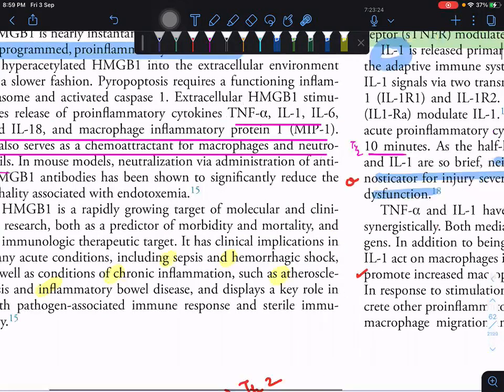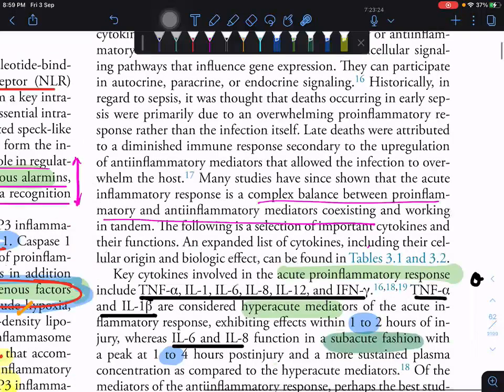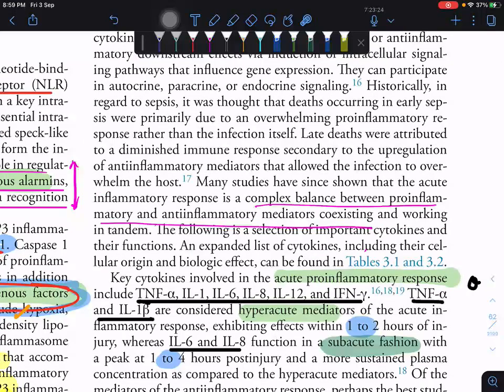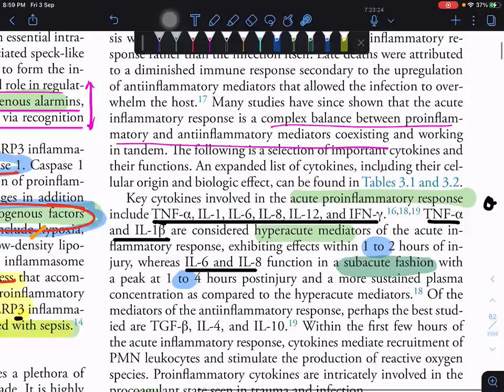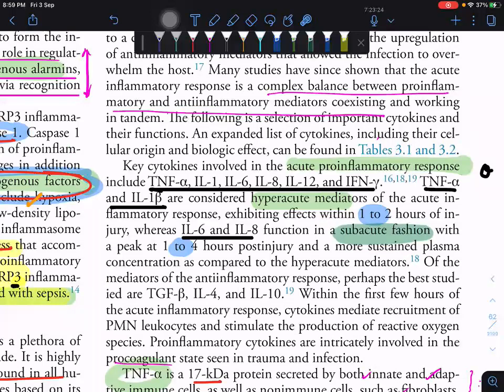Next, cytokines. We have come to the cytokines. Not all cytokines are only pro-inflammatory. The cytokines are a combination of pro-inflammatory and anti-inflammatory. Many cytokines themselves have both activities. That tells the complex balance between the pro-inflammatory and anti-inflammatory mediators. So an MCQ is, what are the acute pro-inflammatory responses? What are the cytokines involved in acute pro-inflammatory responses?